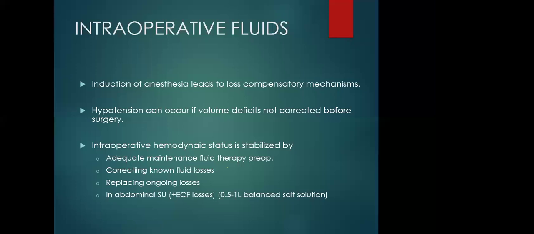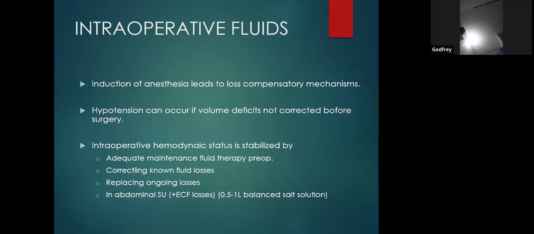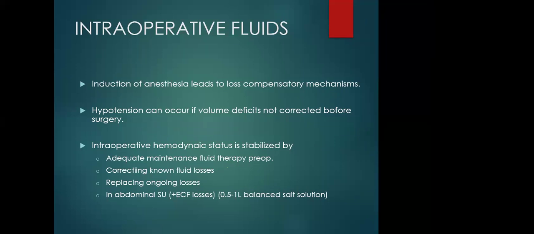For example, in abdominal surgery, you also add the extracellular fluid losses which usually occur, and this is usually done by giving the patient 0.5 to 1 liter of balanced salt solution. Why you are giving this in intra-abdominal surgery is because the patient can have bowel edema. Some patients can have a loss of peritoneal fluid. They can have wound edema during surgery, and also the patient can have large soft tissue wounds, which may require this replacement.